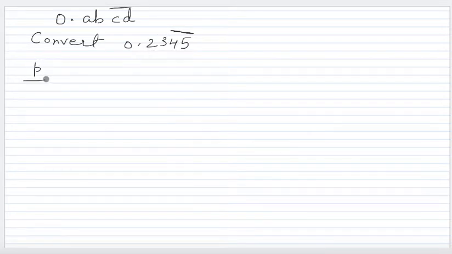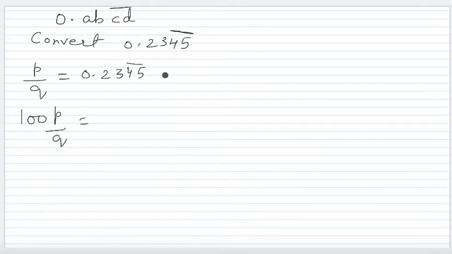So starting from P upon Q is equal to 0.2345 bar. Now we will see how many digits are not repeating. Two digits are there, so we will put 100 P upon Q. Now when I multiply this side by 100, the decimal is going to shift two places to the right. So this will be 23.45 bar.